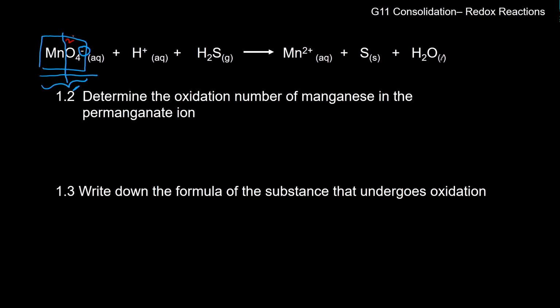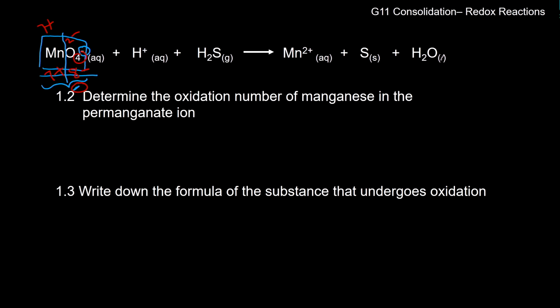Oxygen, according to our rules or the periodic table, is 2 minus. We have got 4 of them. So if we times it out, 2 times 4, we end up with 8 minus. My overall charge is minus. So to balance that out, I need to have 7 plus. There's only 1 manganese there, and so the unit oxidation number of manganese is going to be 7 plus.